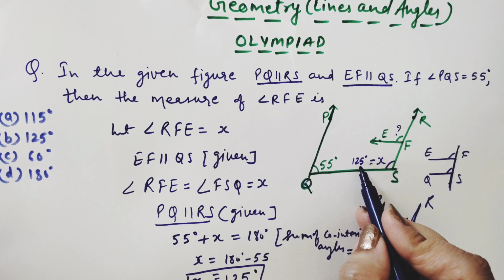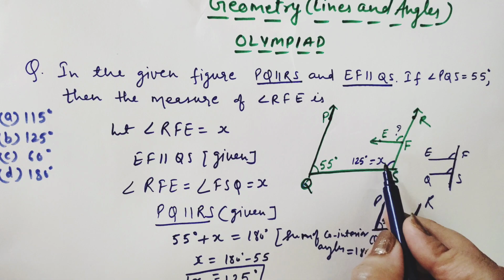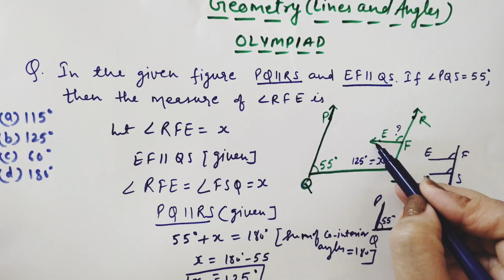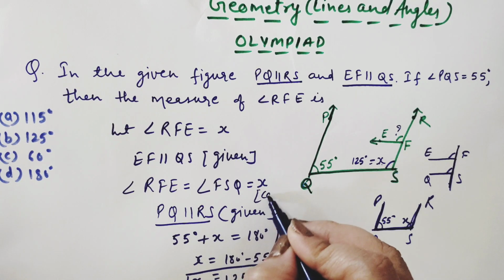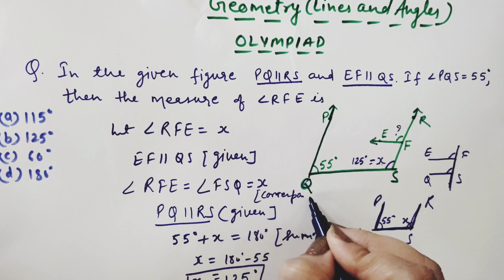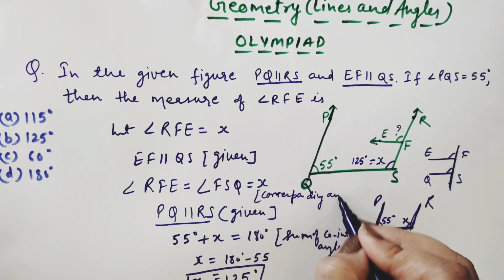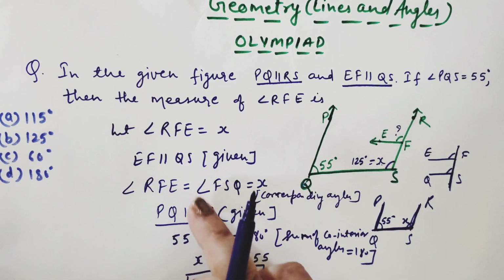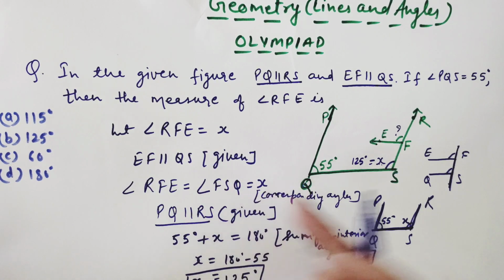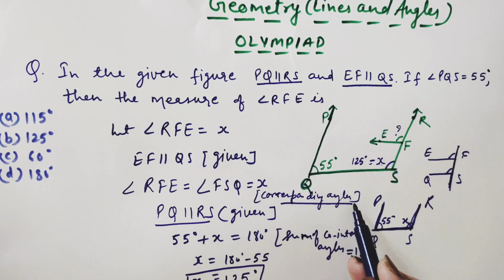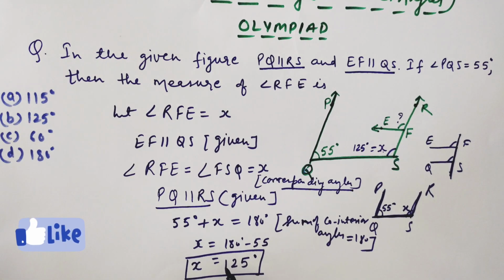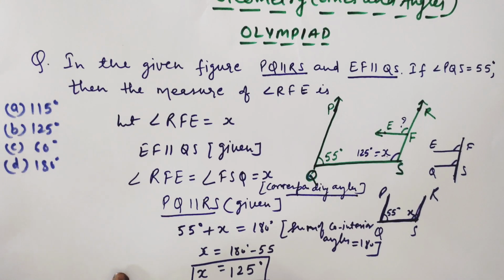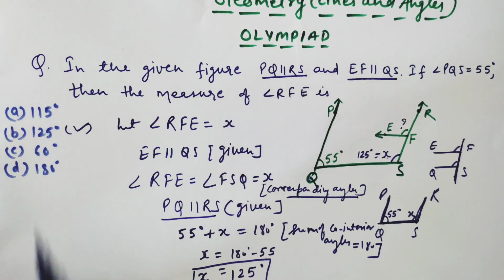So this X is equal to RFE, because they are both corresponding angles. We write the reason here: corresponding angles. RFE and FSQ make corresponding angles. So RFE is also X, and we already know the value of X is 125. So our RFE is also 125 degrees. So option B is the correct answer.